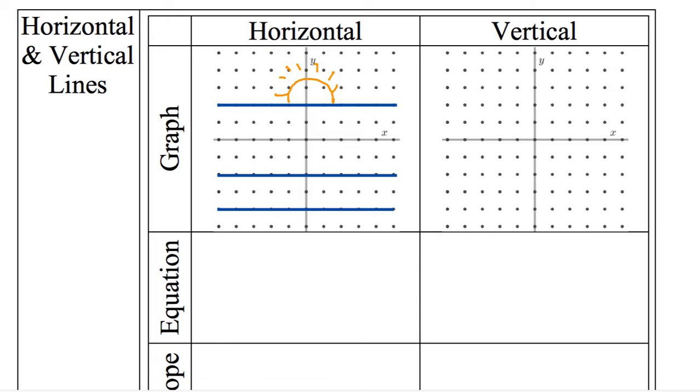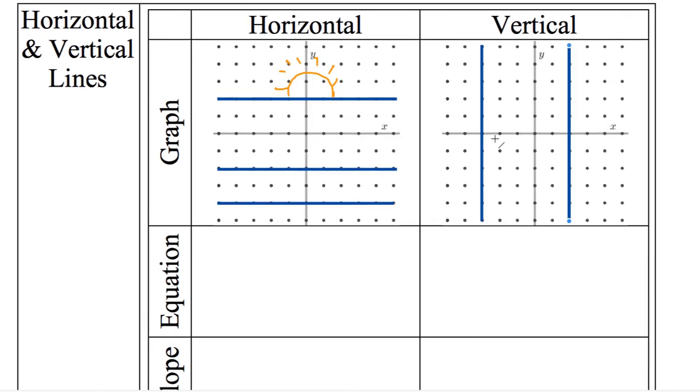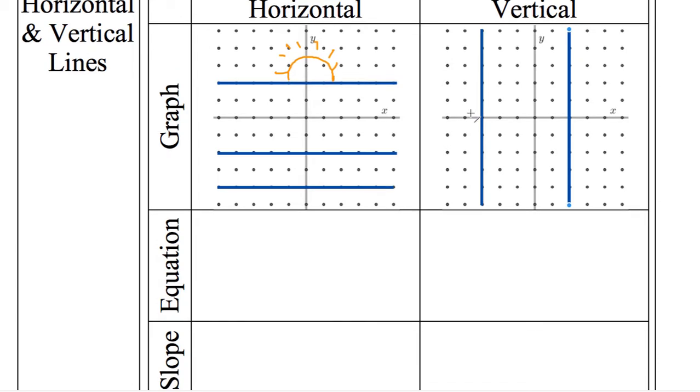However, vertical lines go this direction. These are all vertical lines. There's no horizon, there's no sunset unless you're in some weird world where you have to tilt your head to the right or the left. All right, so that's the graph of horizontal versus vertical. What does the equation look like? This is just something that you're going to have to memorize.